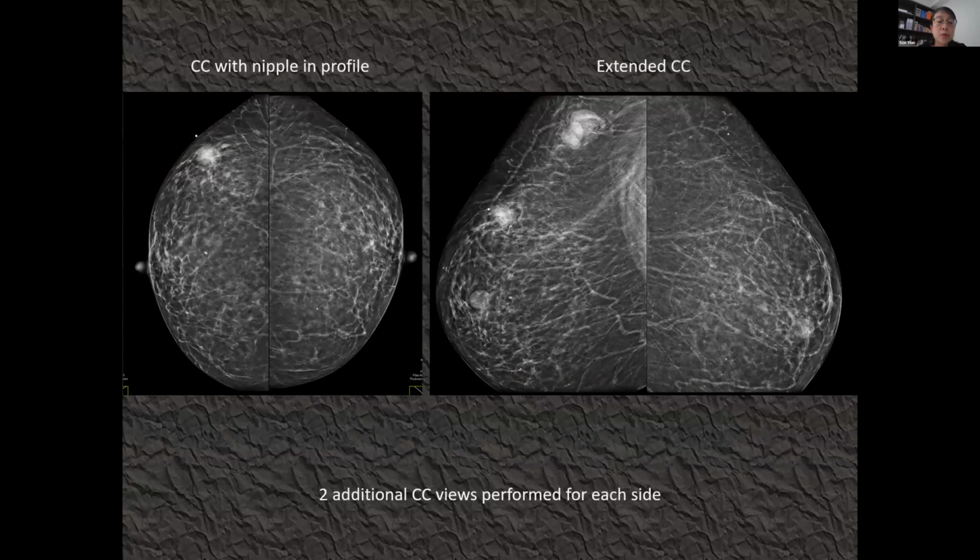And she underwent 2 additional CC views that were performed for each side. So the set of images on the left are the CC views with the nipple in profile. And the set of images on the right are the extended CC views, showing the axillary mass and showing this mass better. Here you can see the nipples that are being projected over the breast.